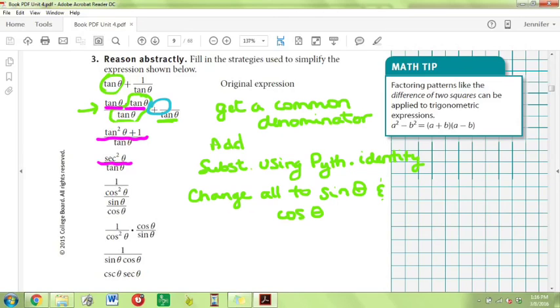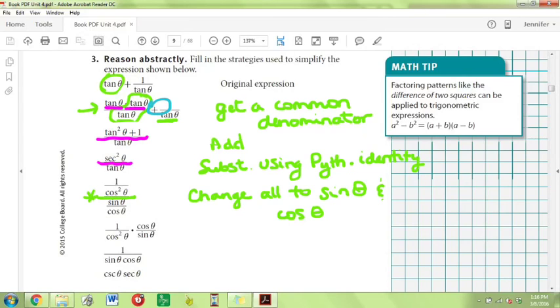So they changed secant squared theta to 1 over cosine squared theta. They changed tangent theta to sine theta over cosine theta. And that's a good strategy, getting everything in terms of sine and cosine, hopefully so that some things will divide out.